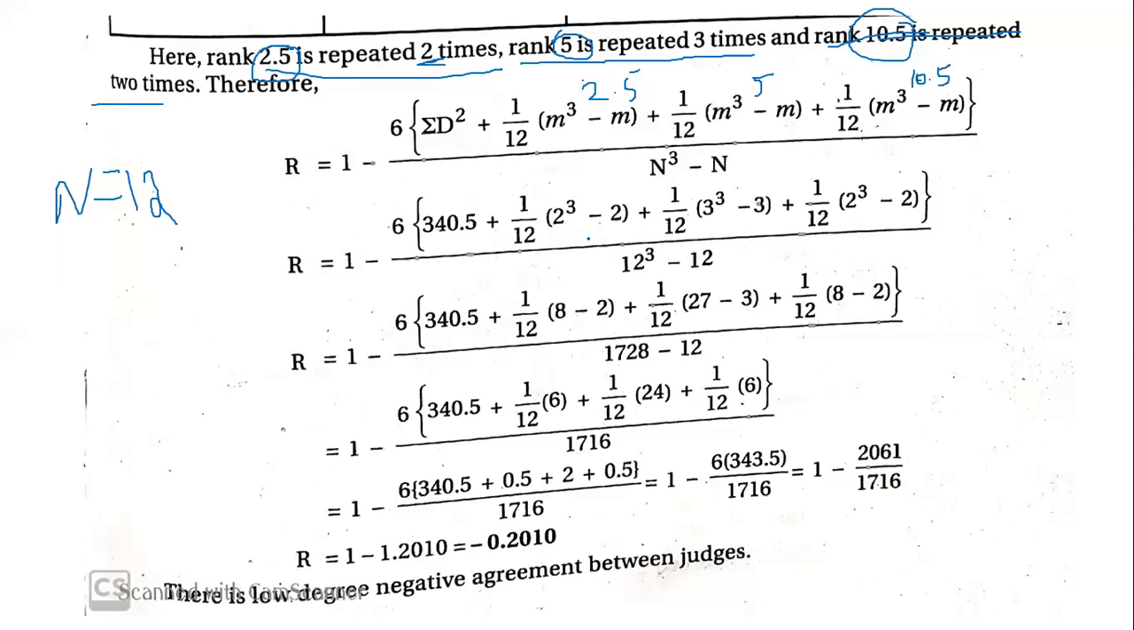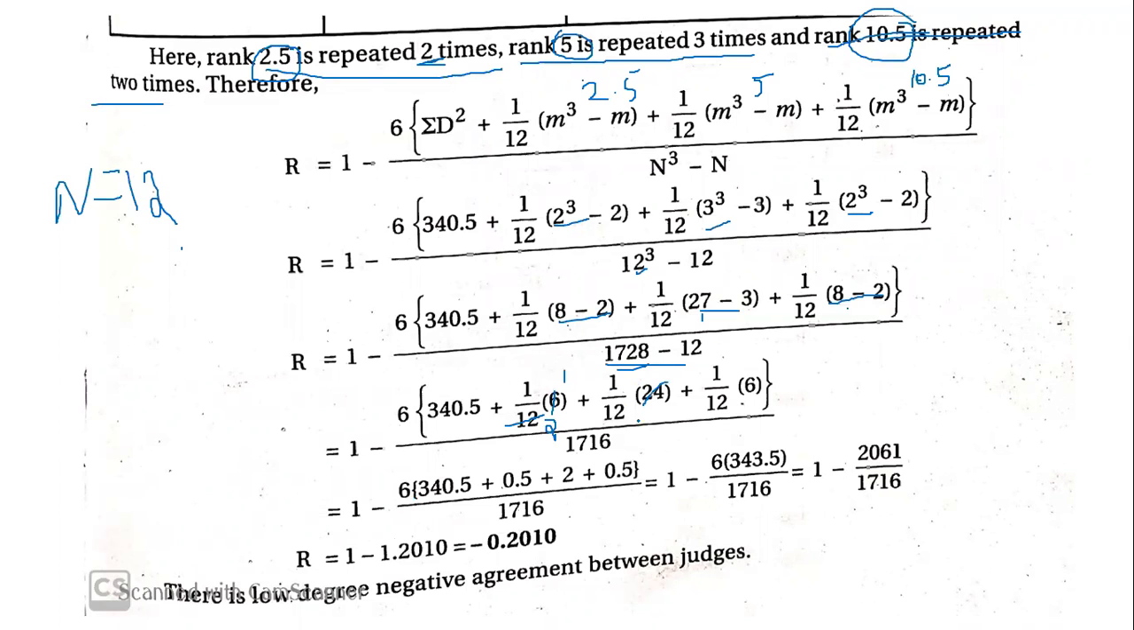Going on further, we will first solve all the cubes and we get the values 8, 27 and 8 once again. Also 12 cube is 1728. Now the next step, you subtract these numbers and find the whole number values. So 8 minus 2 is 6, 27 minus 3 is 24, 8 minus 2 is 6 again, 1728 minus 12 is 1716.